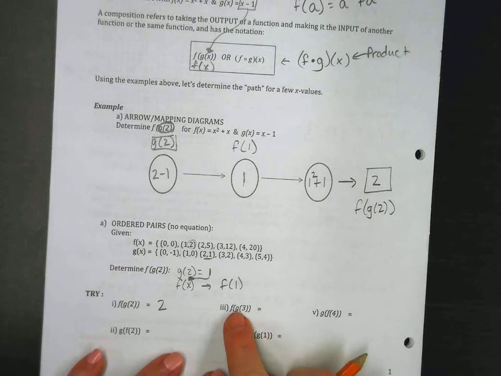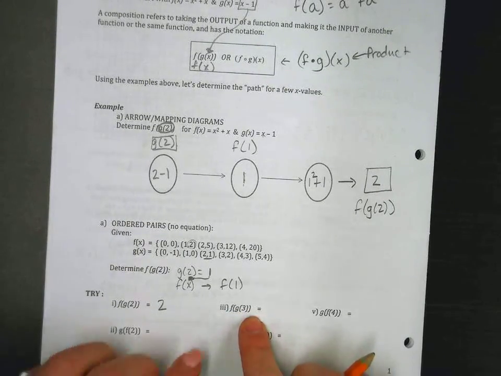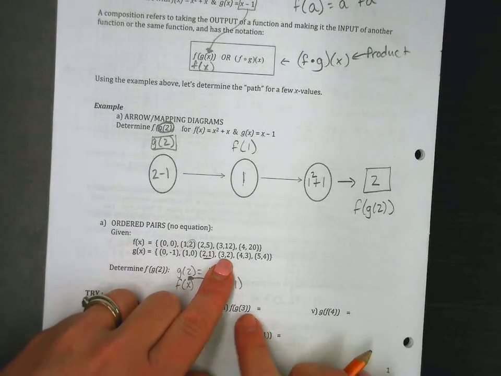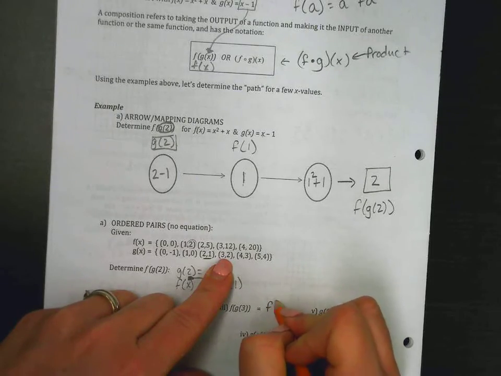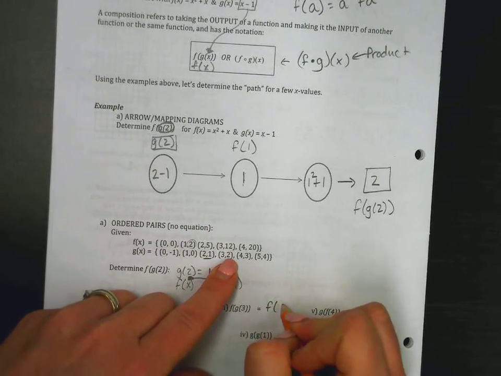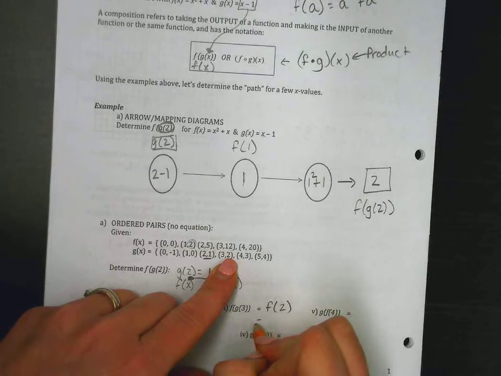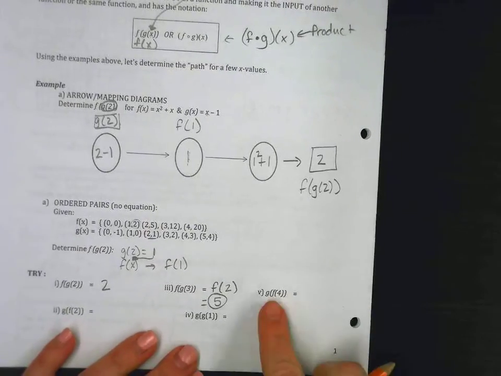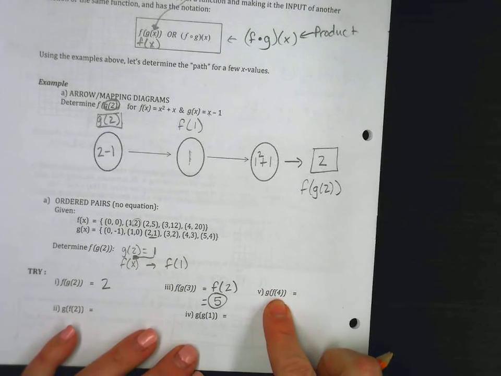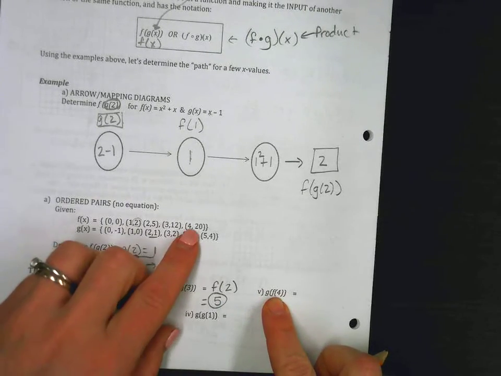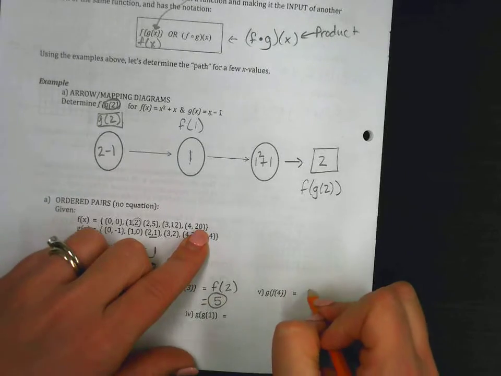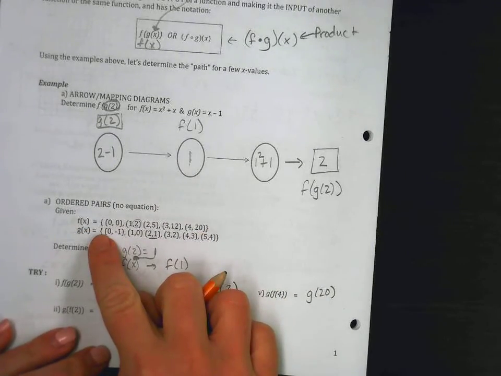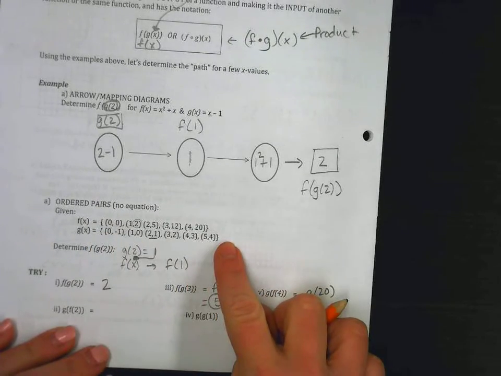Okay. f at g of 3. I'm first going to find g at 3, which would be a 2. Now I want to find f, so g of 3 is now being replaced with 2. So f at 2 would equate to 5. g of f of 4. I'm going to find f at 4, which is 20. So technically I'm finding g at 20, which is not on here.